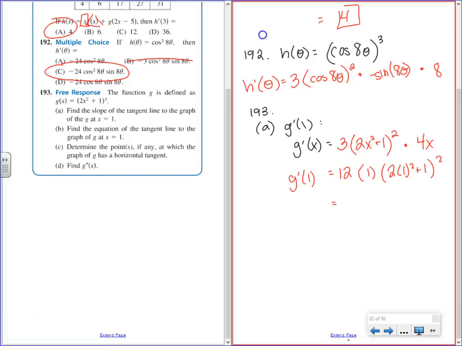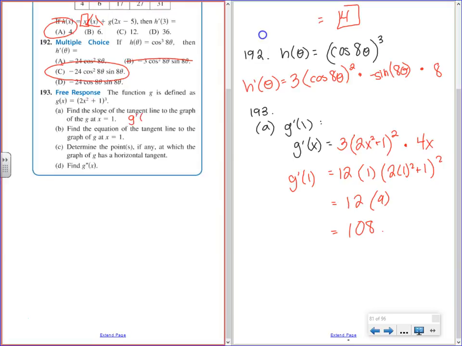12 times 1 is 12. 2 times 1 is 2, plus 1 is 3. 3 squared is 9, and 12 times 9 is 108. What's my slope? 108, because g prime of 1 is 108.